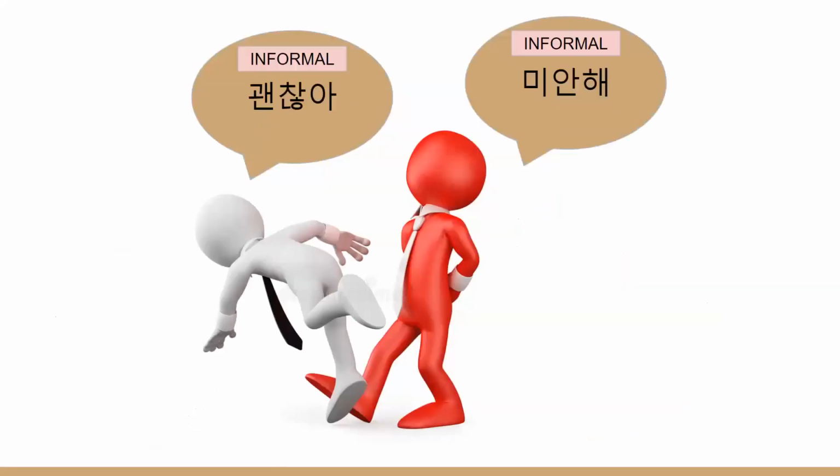Let's look at a couple of examples that we can use with the conversational expressions. Assuming that these characters are friends or that they know each other, the red avatar accidentally trips the white avatar and apologizes. 미안해. The white avatar reassures the red avatar 괜찮아, meaning it's okay, or in this case, I'm okay.